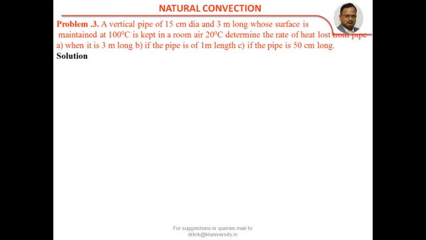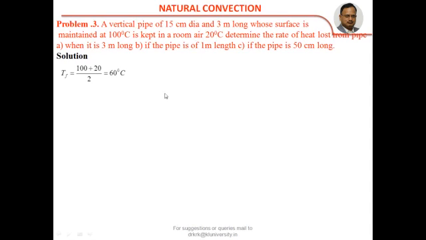A vertical pipe of 15 centimeter diameter, 3 meter long, surface is maintained at 100 and room air is at 20. You are asked to determine the heat loss from the pipe when it is 3 meters long, if it is 1 meter long, and if it is 50 centimeter long. So let us see the solution.